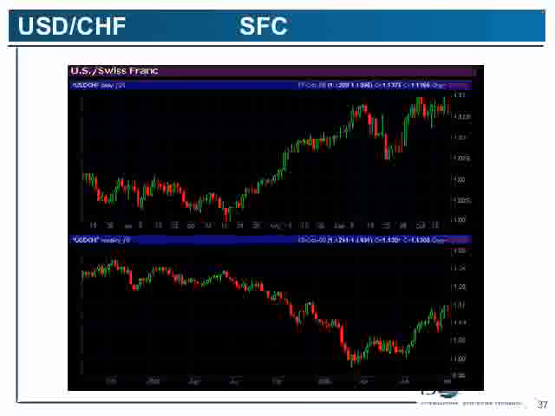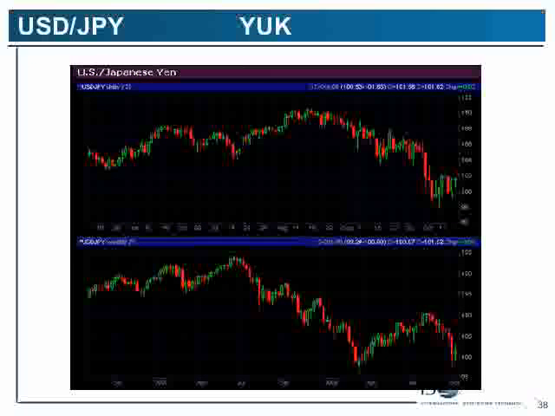Dollar Swiss franc, we're seeing the same sort of thing. Last year, the dollar was very, very weak against the Swiss franc, and it's trying to claw its way back. If you look at the bottom pane, it's trying to gain back most of what it lost in the last couple of years. The symbol there is SFC.